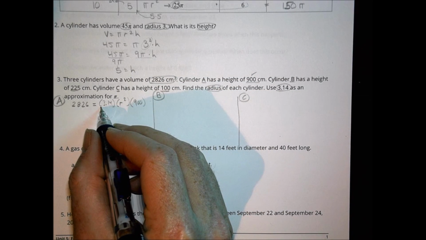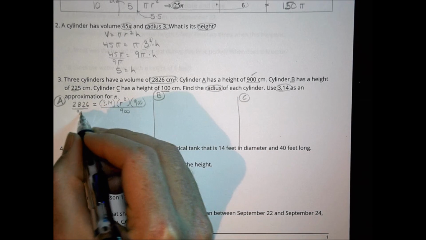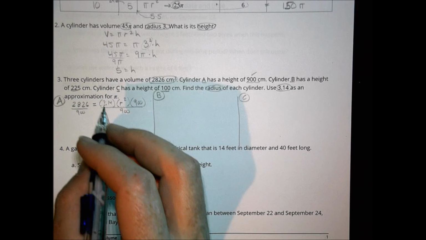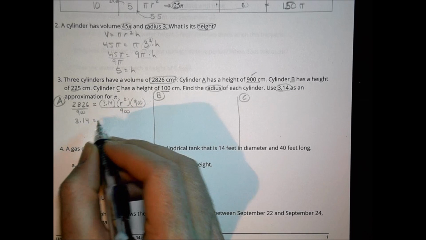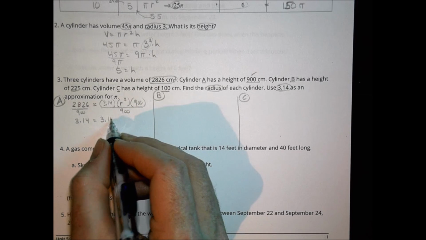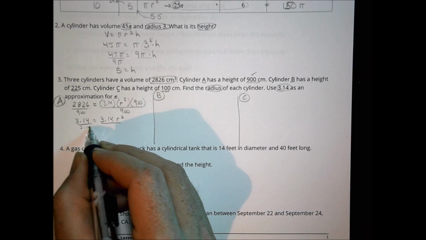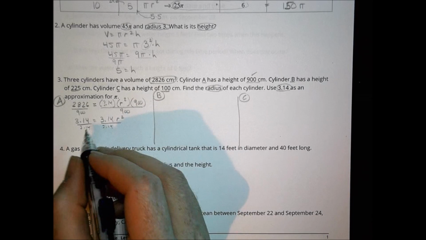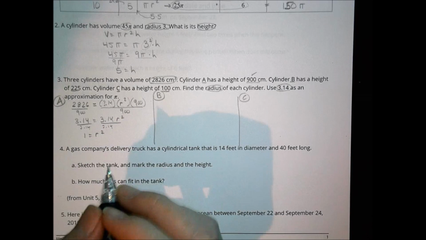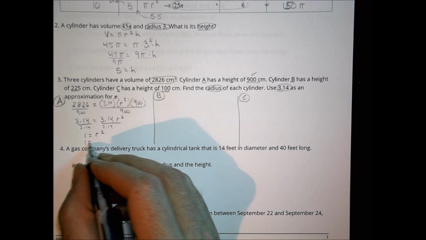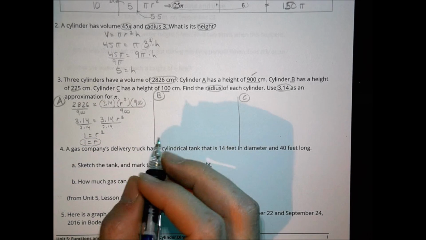Alright, so first of all I just divided both sides by 900 to start with. And 2,826 divided by 900 actually equals 3.14. What a surprise. So that's going to be equal to 3.14 r squared. If I divide both sides by 3.14, then we have 1 equals r squared. So what number times itself gets you to 1? That's going to be 1. So r is equal to 1 for cylinder A.